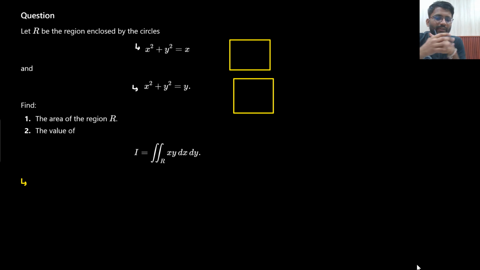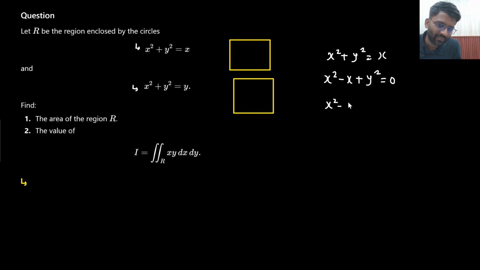First of all, x square plus y square equals x. A circle was not mentioned. Will it click to you that it is a circle? It should click to you. There is no other way. x square plus y square equals x. It should click to you. Why is that so? Because x square minus x plus y square equals 0.